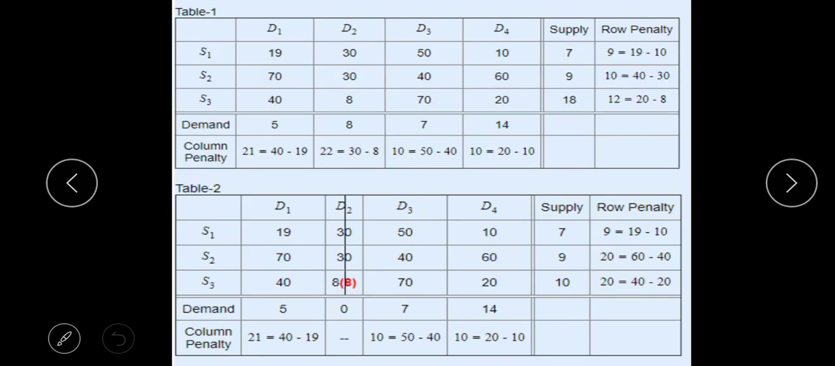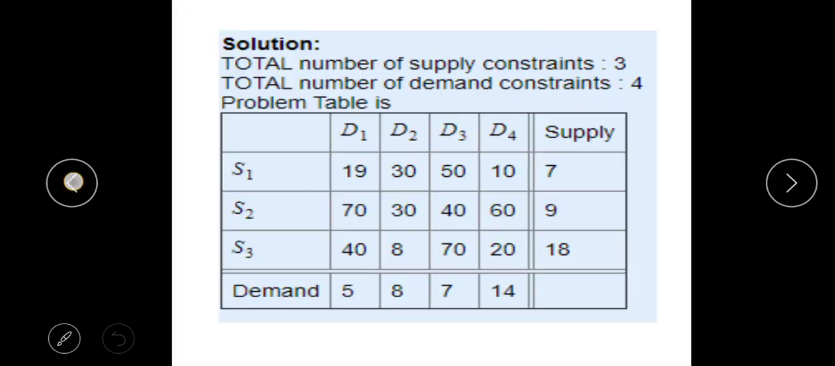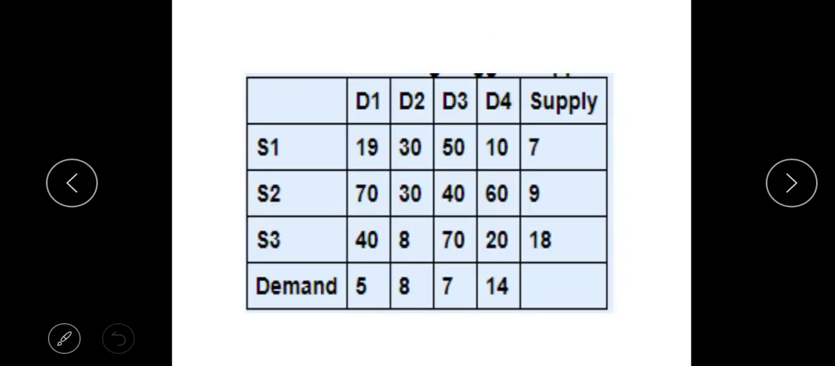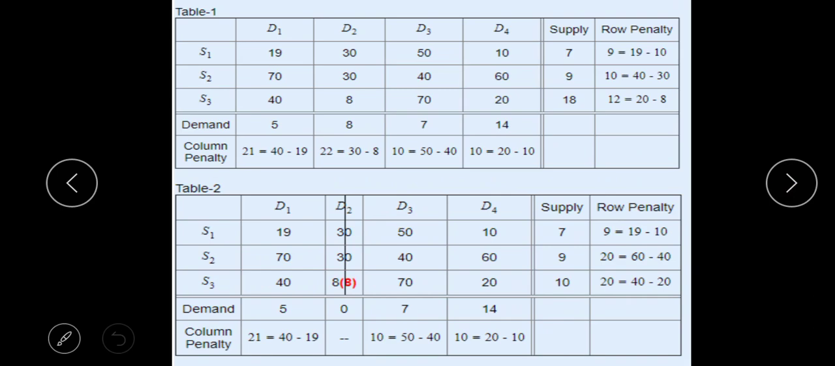Now, as I have told earlier, first we are going to solve the given problem on the basis of Ogle's method. Why are we solving on the basis of Ogle's method? Because in our example, we have been asked to first find solution using Ogle's method and then go for stepping stone method. So now first we need to solve the problem based on Ogle's approximation method. I have explained in detail earlier. Now let us go for the solution.